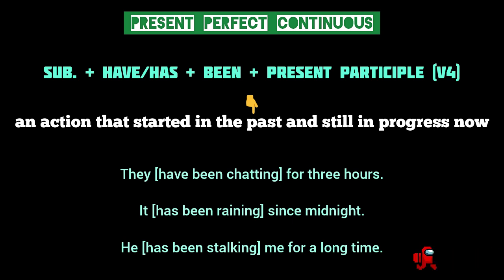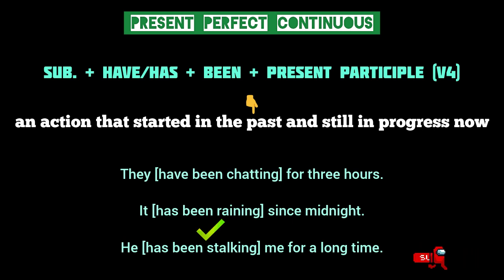It had been raining since midnight. The verb has been raining is in present perfect continuous tense. We learn that the rain started at midnight and it's still going on. So the present perfect continuous tense also indicates how long an action has continued up till now. Take another example. He had been stalking me for a long time.